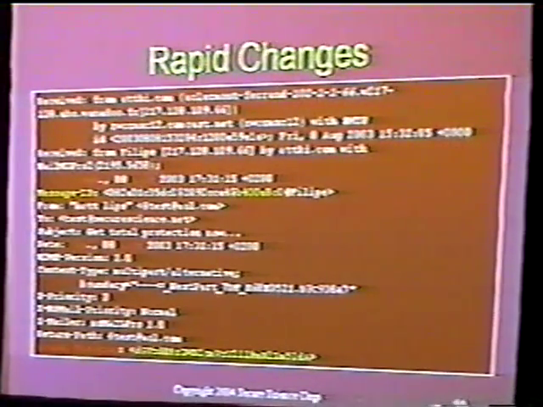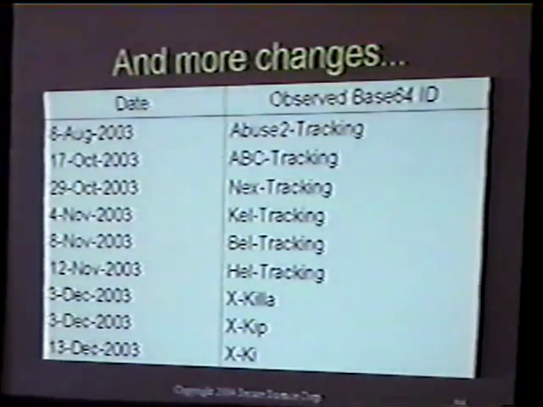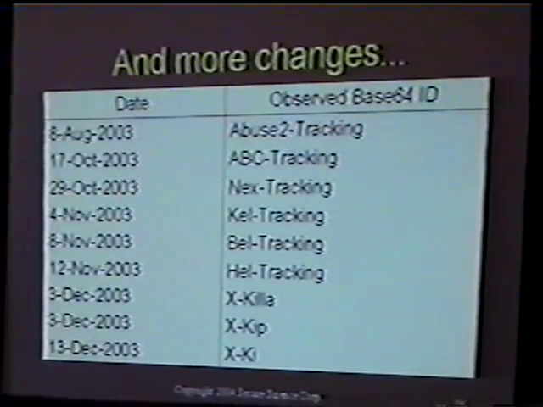They also changed their abuse tracking header. It now says abuse2 tracking and contains my base64 single encoded email address. I guess they fixed their double encoding problem. And in fact, that's not the only time that they've changed the abuse tracking header. They've changed it lots of times, rapidly. This suggests someone with the actual source code or a system that's in development.